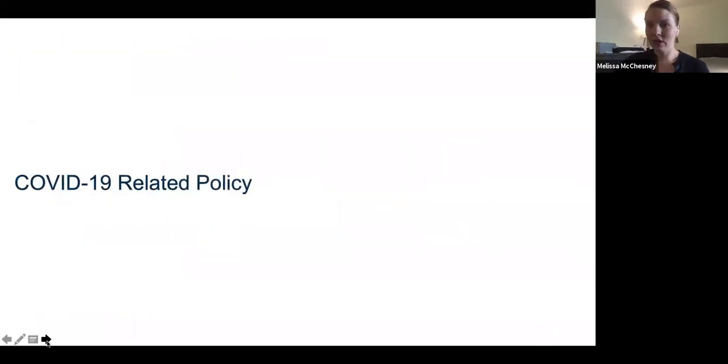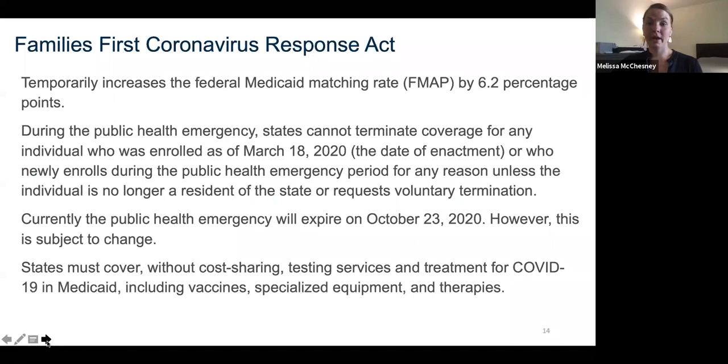All right, so quickly I wanted to go over the COVID related policies. So what are some of the new things that are happening just during the public health emergency related to the pandemic? One of the very first things that Congress passed to respond to the pandemic was called the Families First Coronavirus Response Act. One of the things that it did was it increased the amount the federal government pays to states for Medicaid. Typically, it's about a 60-40 match. It's a little bit different depending on the state, but it bumped that up by more than 6%.